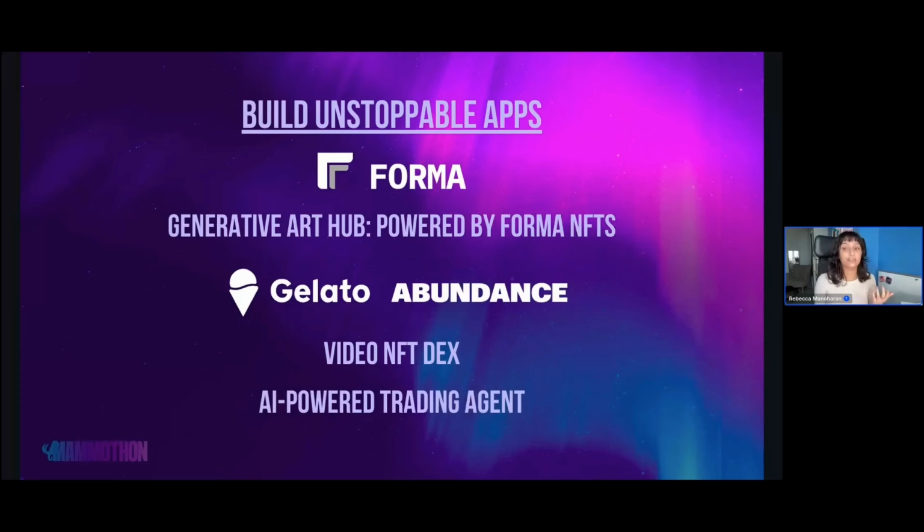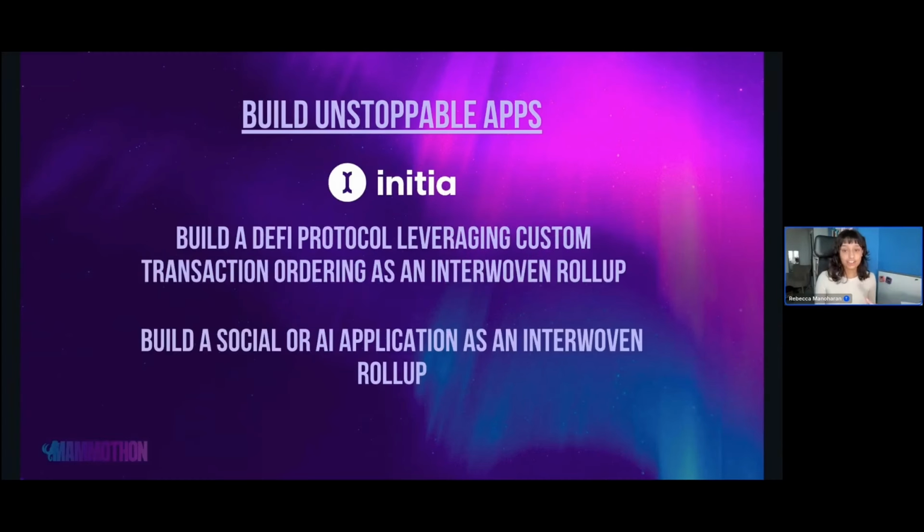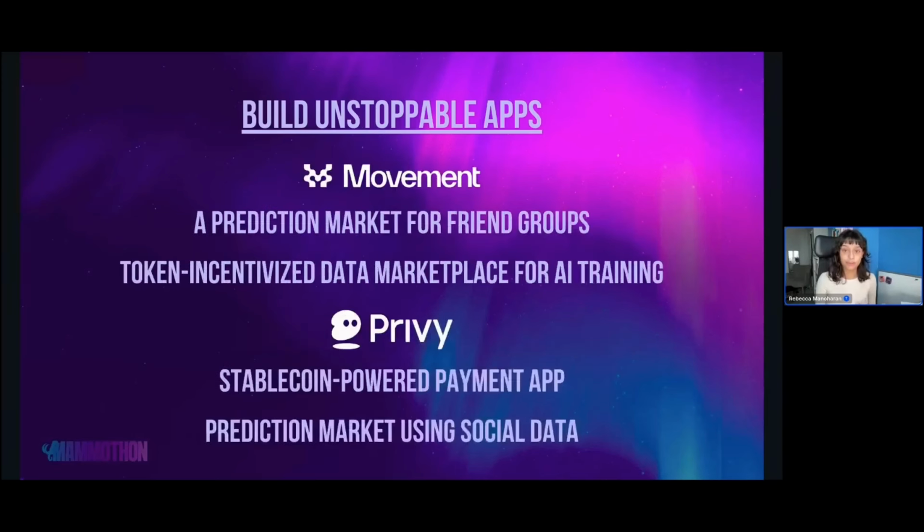Forma is the first sovereign rollup on the Astria stack. They want you to build a generative art hub powered by Forma NFTs. Gelato provides rollup infrastructure to allow you to build your rollup, to scale your rollup, and they want you to build a video NFT DEX or an AI-powered trading agent. Initia is a network for interwoven rollups. They want you to build a DeFi protocol leveraging custom transaction ordering as an interwoven rollup, or a social AI application as an interwoven rollup.